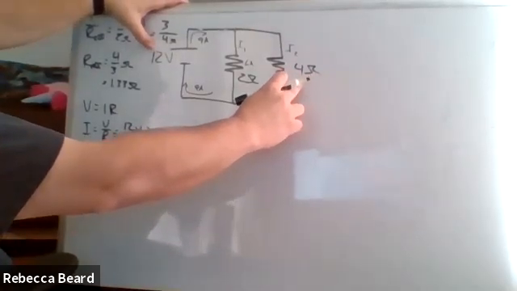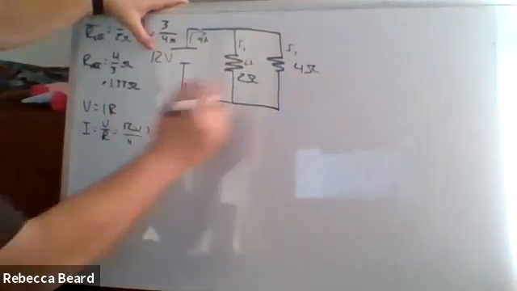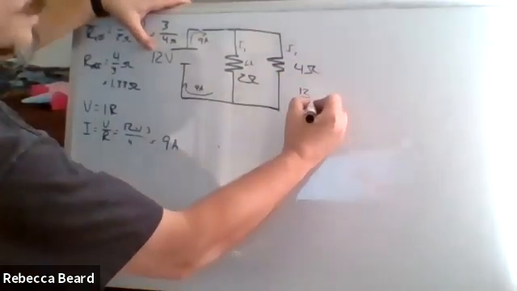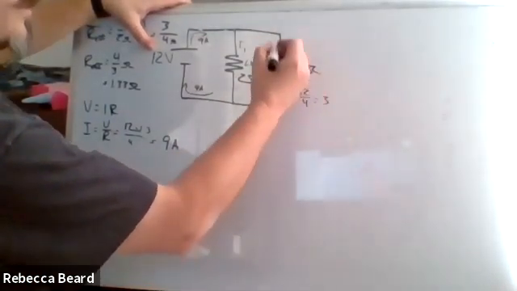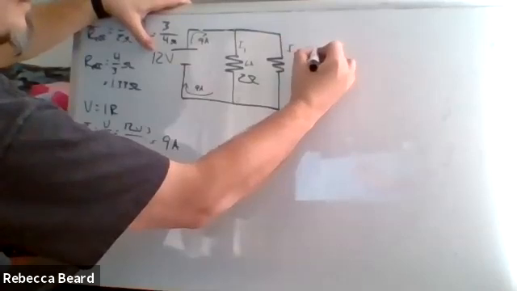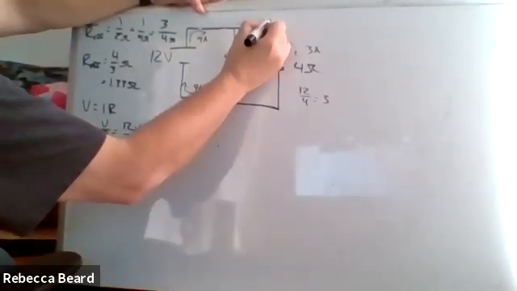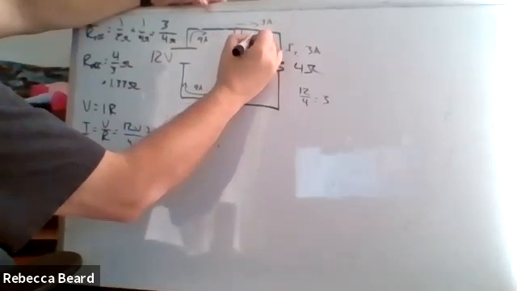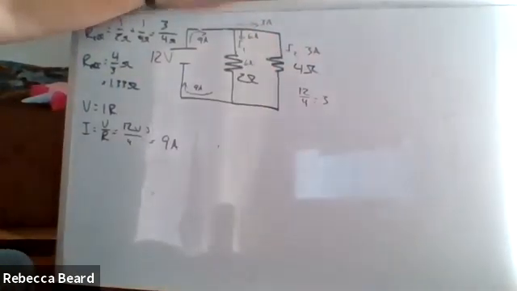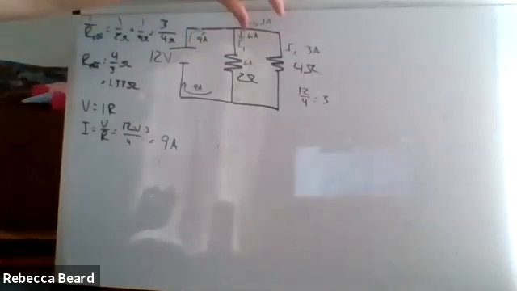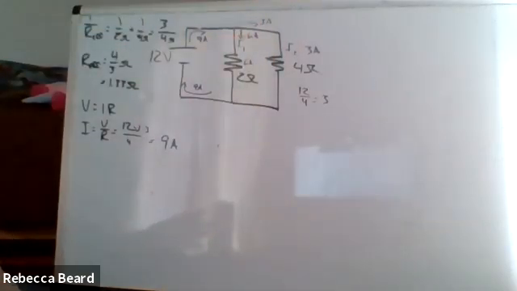So 12 over 4, right? V over R, 12 over 4 is going to equal 3. So we have 3 amps going down this branch. So when it breaks, 3 amps goes that way and 6 amps goes that way. And so the 9 amp current splits, then comes back together like that. Did everyone kind of follow what I did, or was that a little too quick?